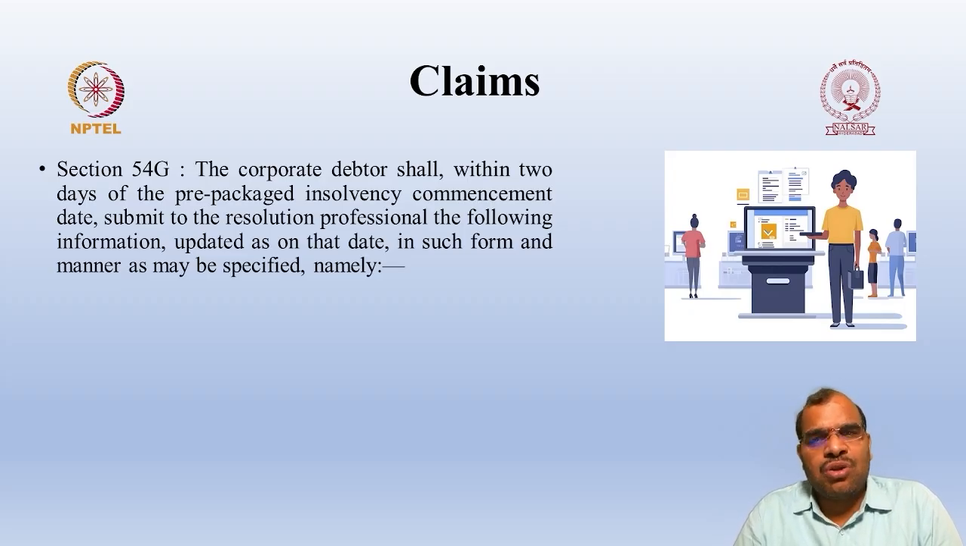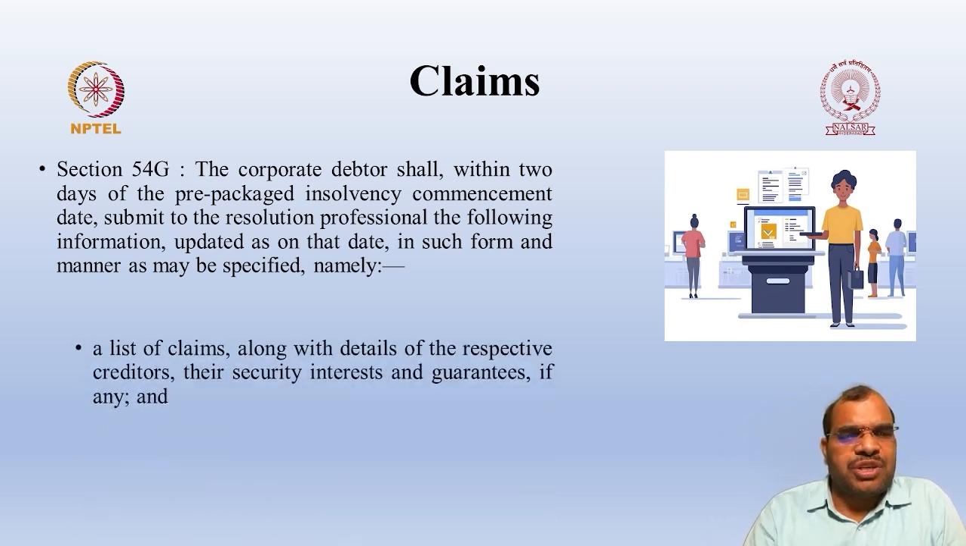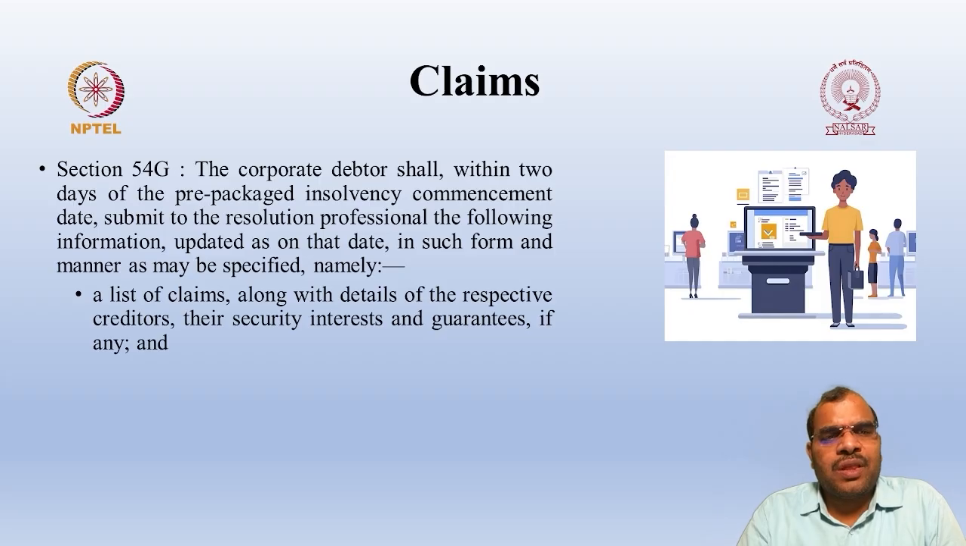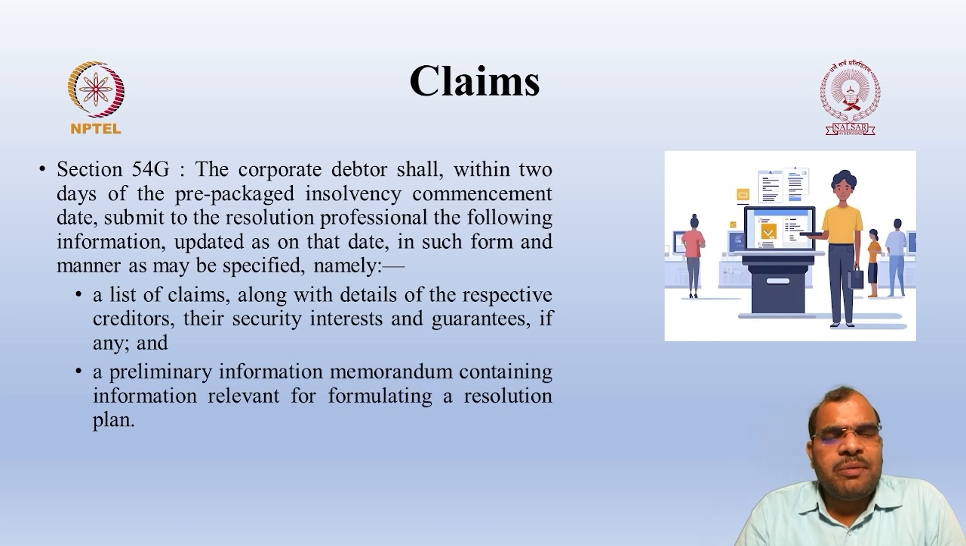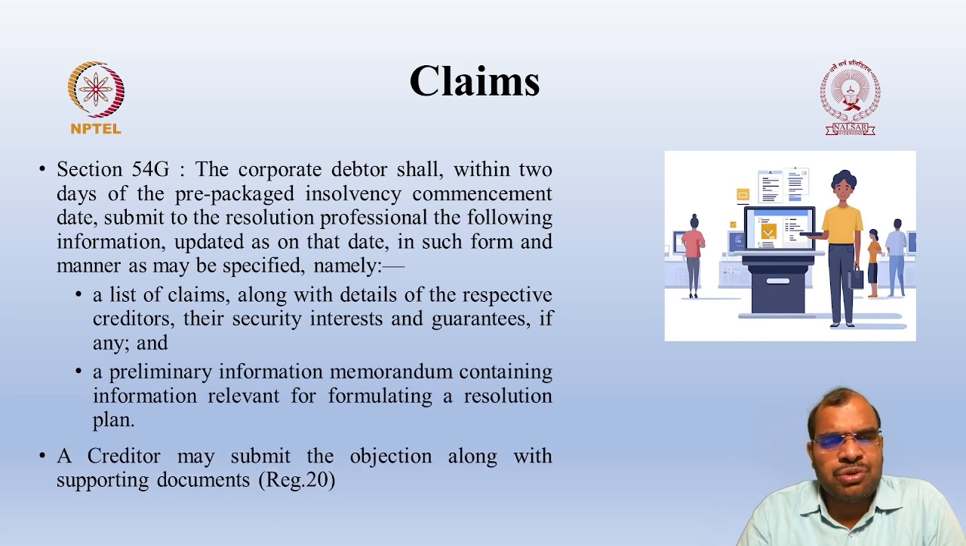I am talking about the corporate debtor. The corporate debtor is expected to submit the following information to the resolution professional. What is expected to be submitted? The list of claims along with the details of respective creditors, their security interest and guarantees, if any. Because the application is initiated by the corporate debtor, he is expected to give this information to the resolution professional once he is appointed. Then a preliminary information memorandum containing the information relevant for the formulation of the resolution plan.